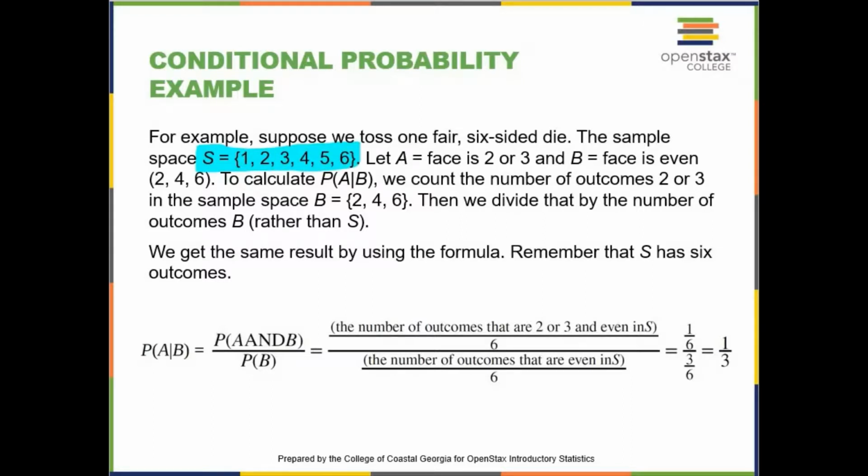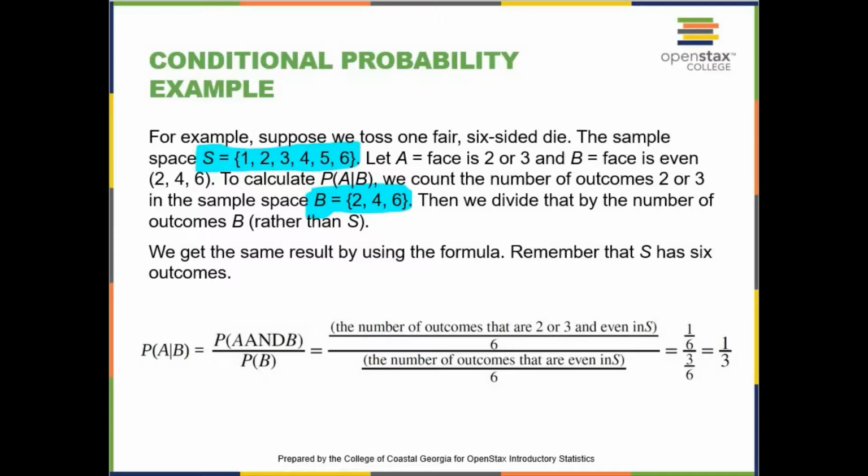Let the event A be the face is either 2 or 3, and let the event B be the face is even. To calculate the probability of A given B, we are basically computing the probability that, given that the face is even, what is the probability of getting 2 or 3? So we count the numbers 2 and 3 in the reduced sample space of the event B, which is even. And then we divide that number by the total number of outcomes in the reduced sample space B.